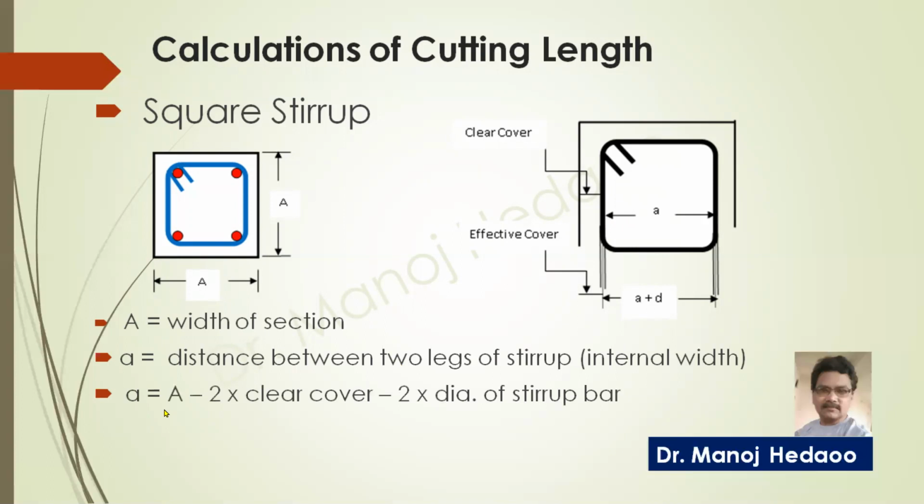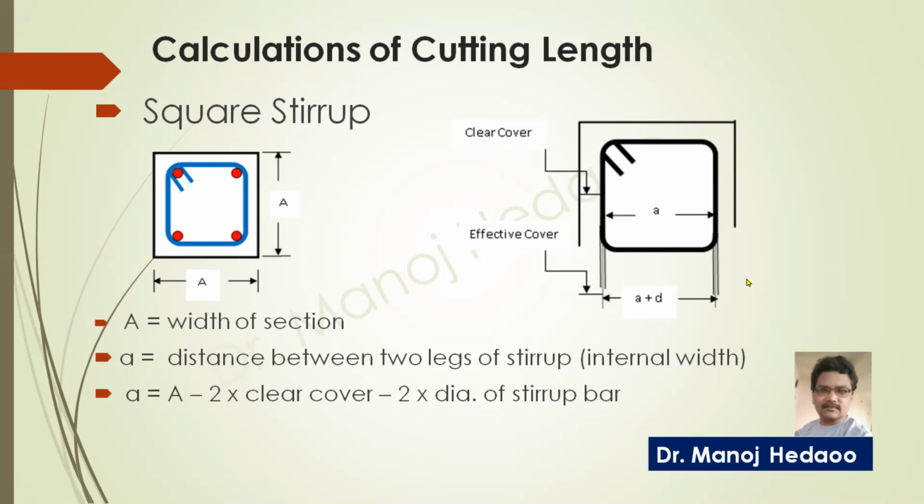Now how is small a calculated? Small a is equal to capital A, means width, minus 2 times clear cover, from this side and from this side, and minus 2 times diameter of stirrup. So here this is the diameter. So we have to deduct these two diameters, and only then you will get this small a.